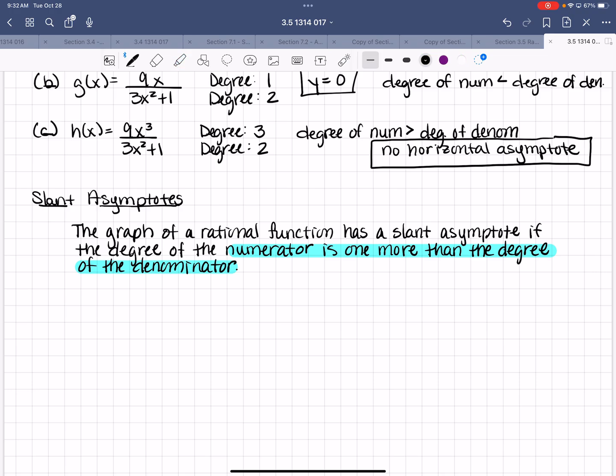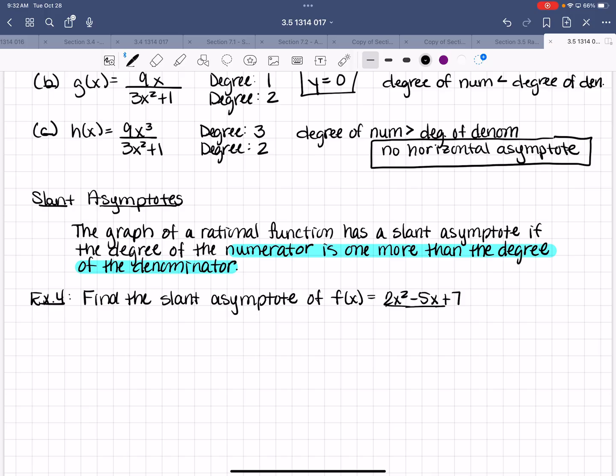This is example 4, correct? Example 4 says find the slant asymptote of f of x equals 2x squared minus 5x plus 7 all over x minus 2.